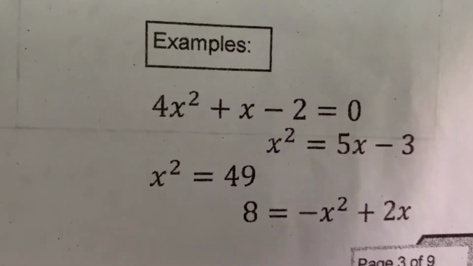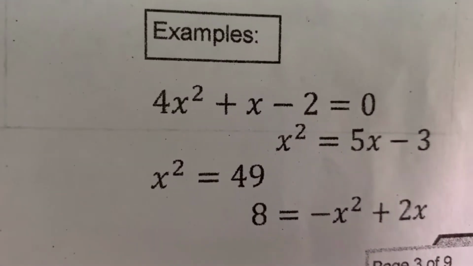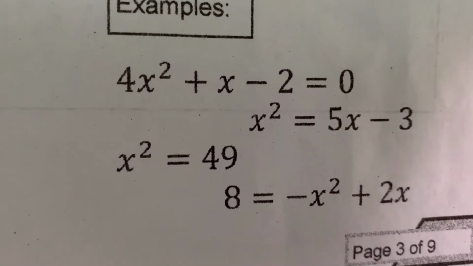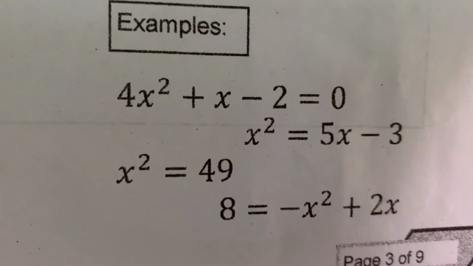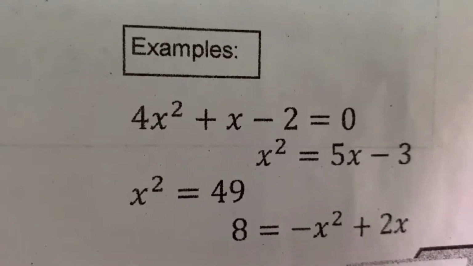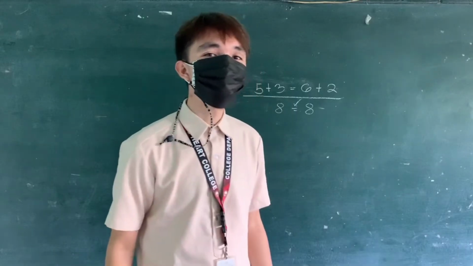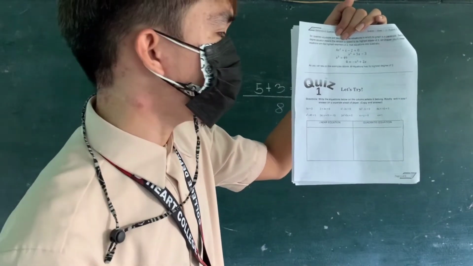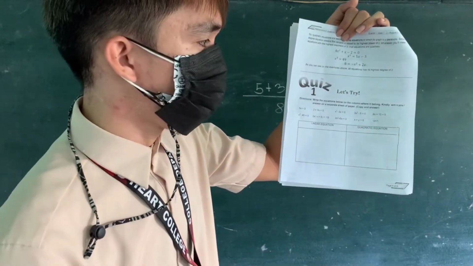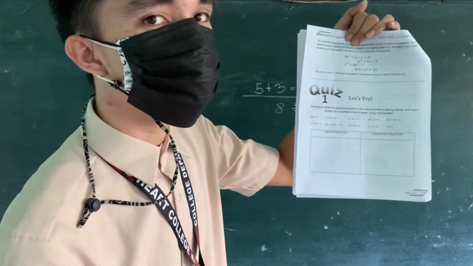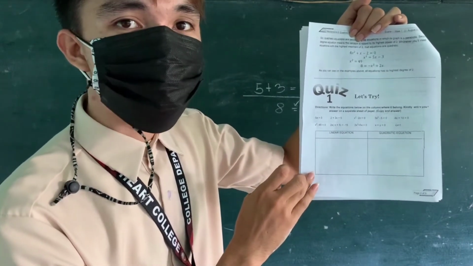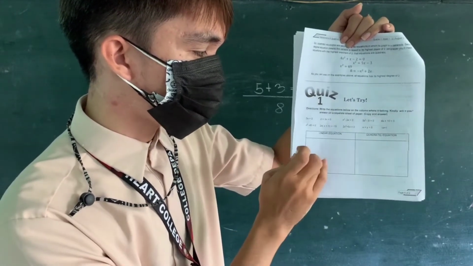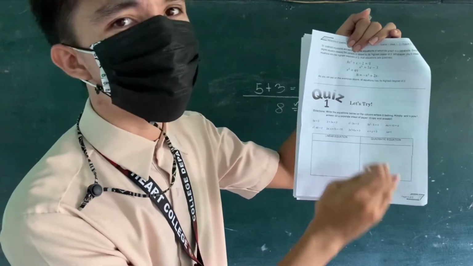More examples. We have 4x squared plus x minus 2 equals 0, x squared equals 5x minus 3, x squared equals 49, 8 equals negative x squared plus 2x. Did you get it, class? Now, let's try. Here, all you have to do is to write the equations below on the column where it belongs. So these are the different equations. All you have to do is to copy the box on your answer sheet, then just write the equations. Either it's a linear equation or a quadratic equation.